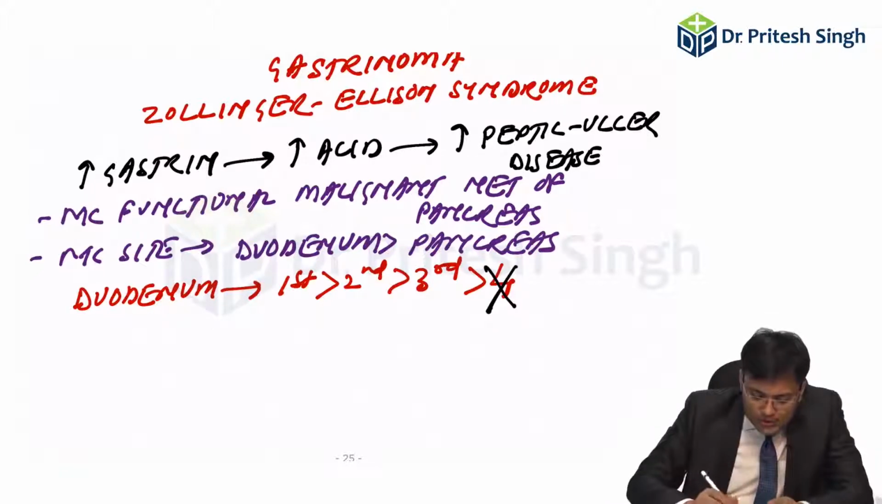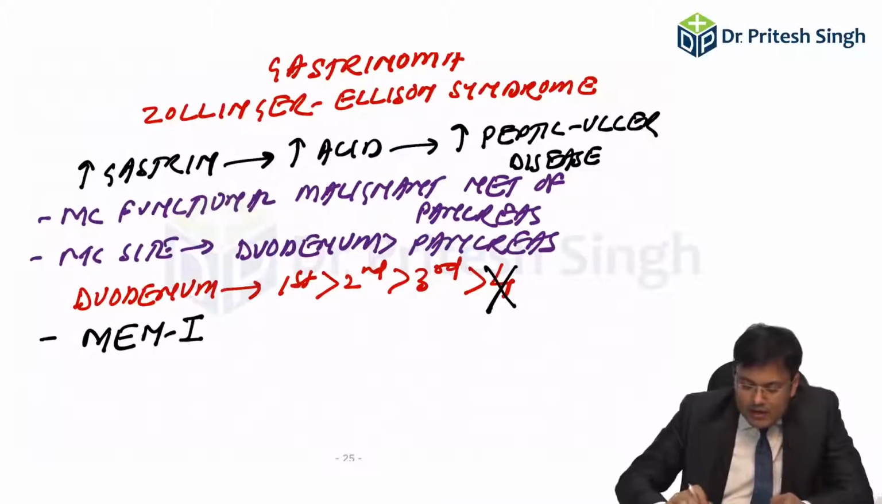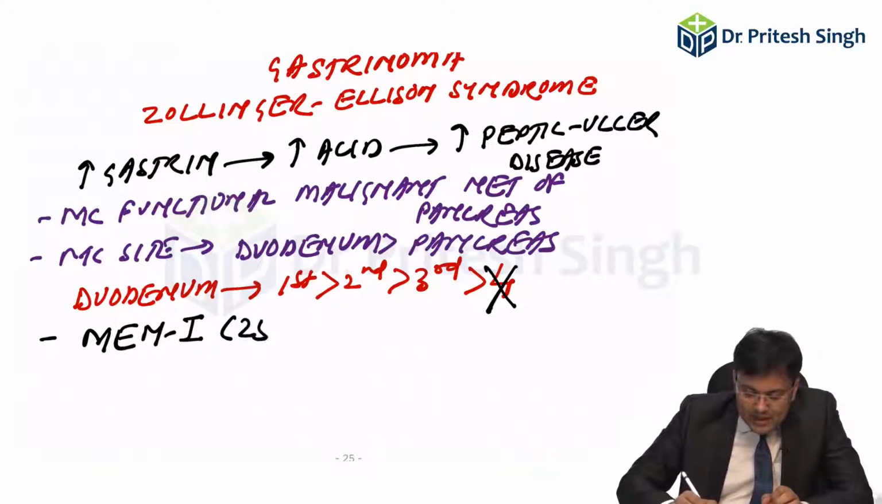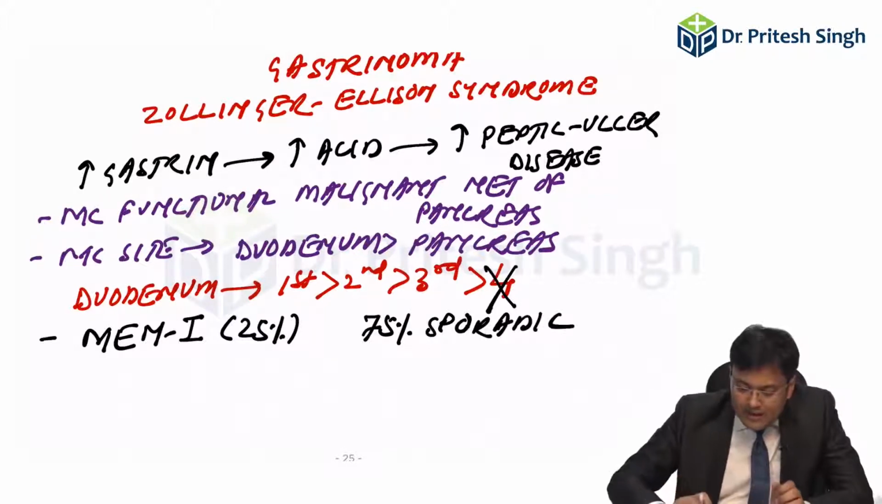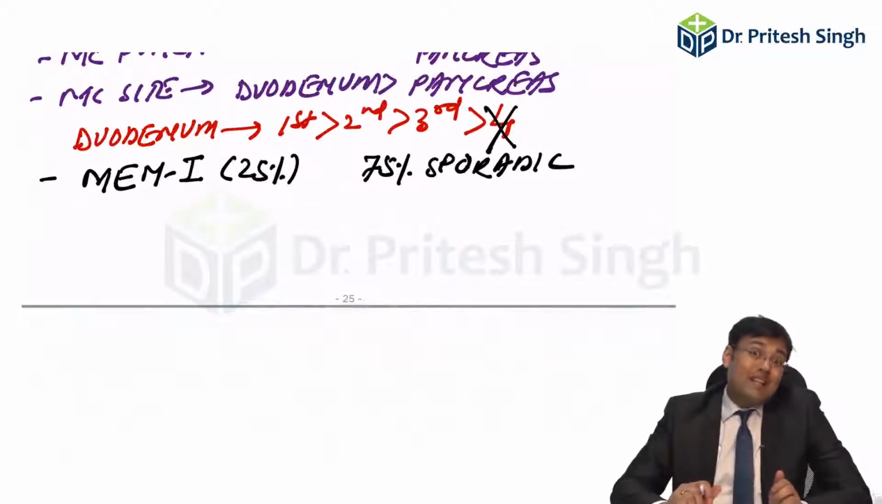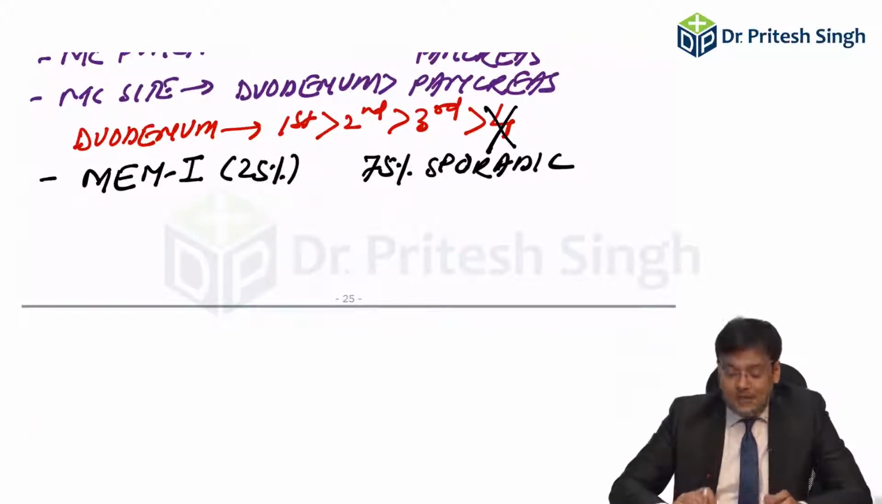Now you know that it is also associated with multiple endocrine neoplasia, which one? MEN 1. So gastrinoma is associated with MEN 1 in how many cases? In 25% cases. In 75% cases, it is sporadic. After that, there are questions related to duodenal gastrinoma and pancreatic gastrinoma. What's the difference? Have a look.